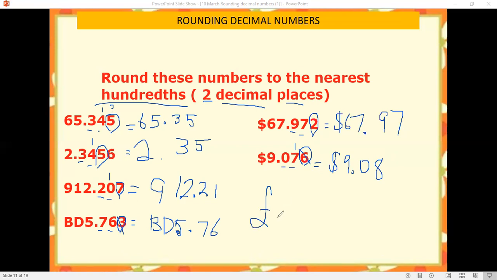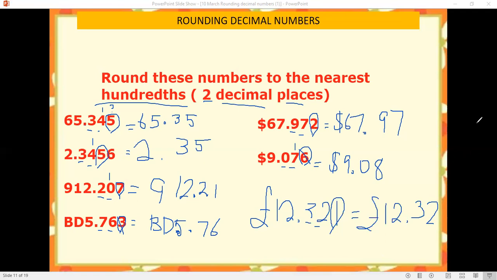How about if it's pounds? 12.321. So let's count 1 and 2, circle it. It is 4 or less, therefore the answer is 12.32. All right? If you have any question, you can come and watch the video again so that you will understand if you have any confusion.